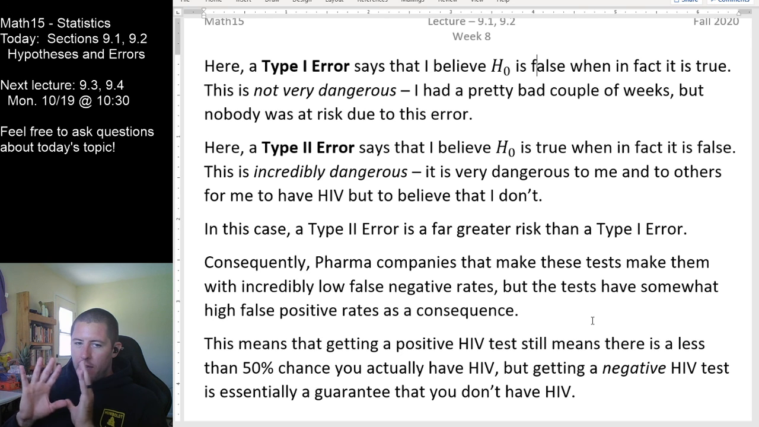Now this is my very vague research that led me to this number, but it might be as extreme as 9 out of 10 people that test positive don't actually have it, and that you just get tested again. If you ever get a negative test, that's essentially a guarantee that you don't have it, because we really, really want no false negatives in our tests out there. So one negative is good enough to, in a sense, override a positive test out there. It's possible to get a false positive, but not really possible to get an incorrect negative.